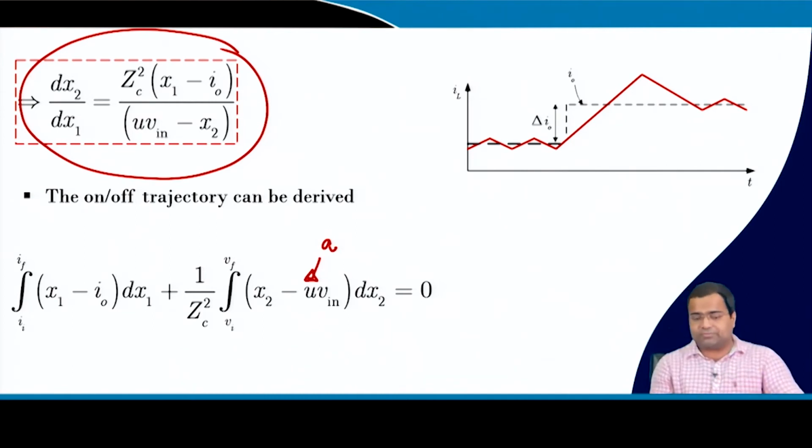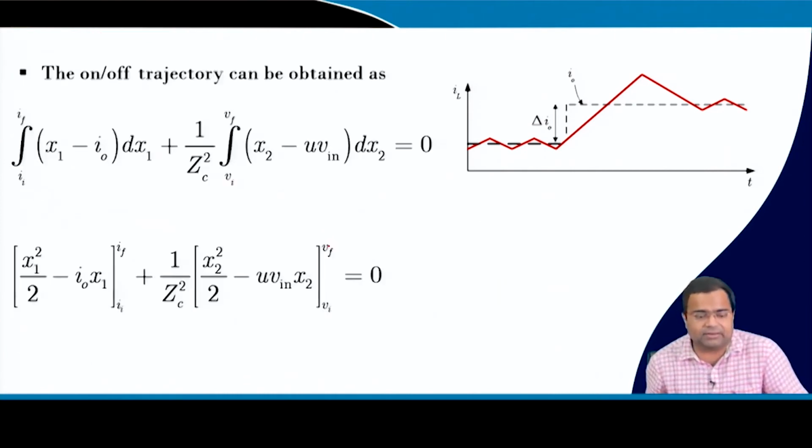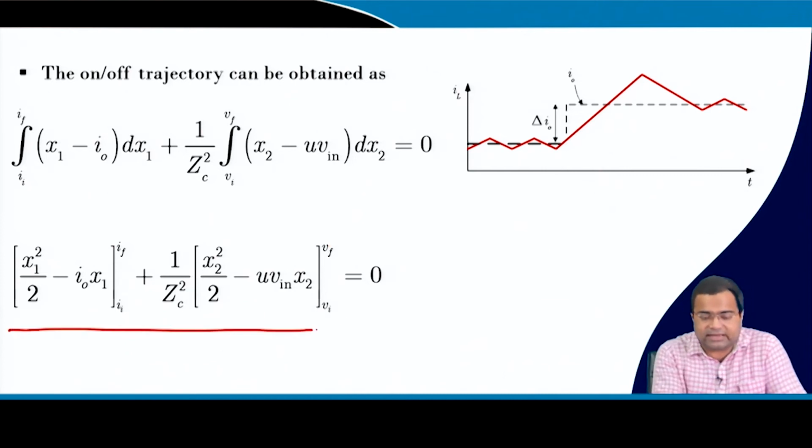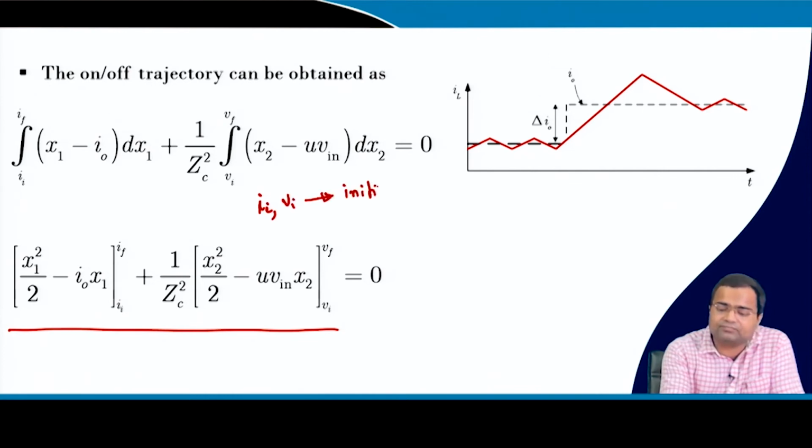The common solution of this trajectory can be solved by putting in a definite integral, and if you solve it, then you will get a generic form like this, where Ii and Vi are the initial vector, and If and Vf are the final vector.